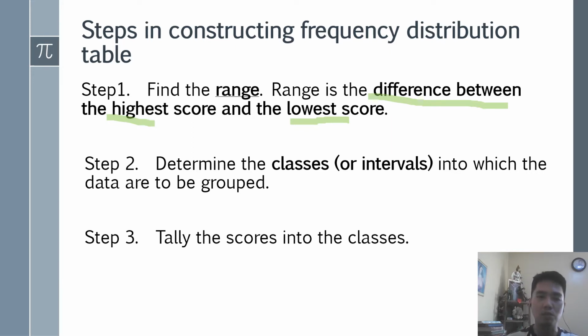The second step is to determine the class interval or the classes into which the data will be grouped. Okay, so example kanina, we have the class interval or class of 10 to 15, which includes the numbers 11, 12, 13, 14, and 15. Step number 3 is to tally the scores into classes.